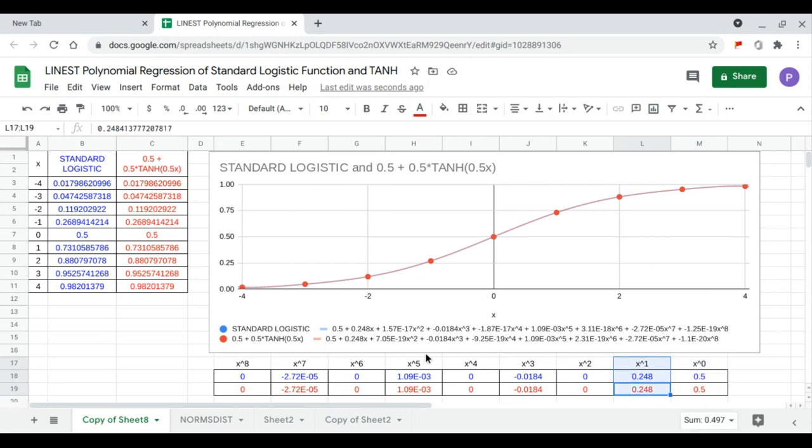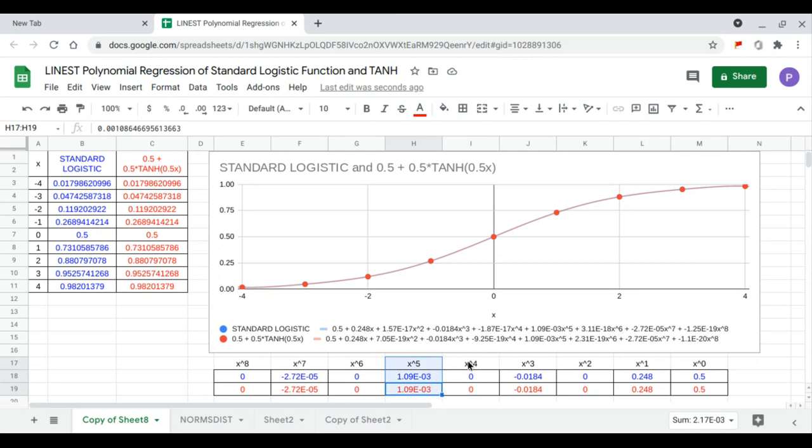Coefficient of x 0.248. Coefficient of x squared 0. This is 0 because this is very small, times 10 to the minus 17 times 10 to the minus 19. Coefficient of x cubed negative 0.0184. Coefficient of x to the 4th is 0. This is 0 because it's times 10 to the minus 17 times 10 to the minus 19.